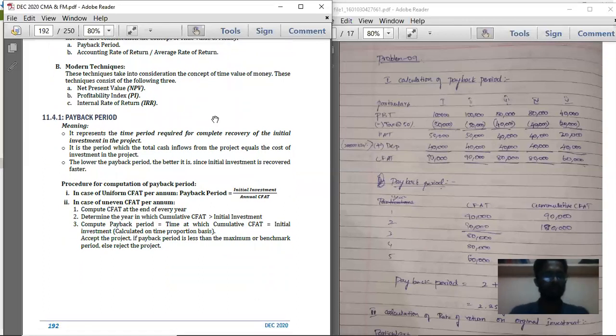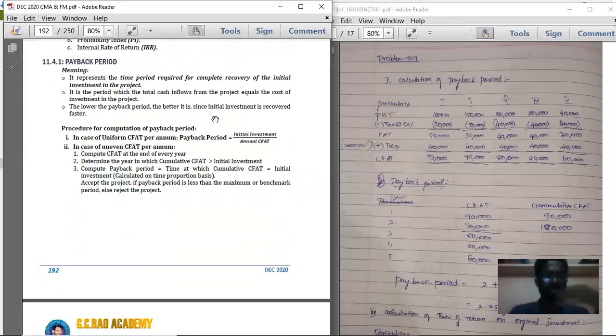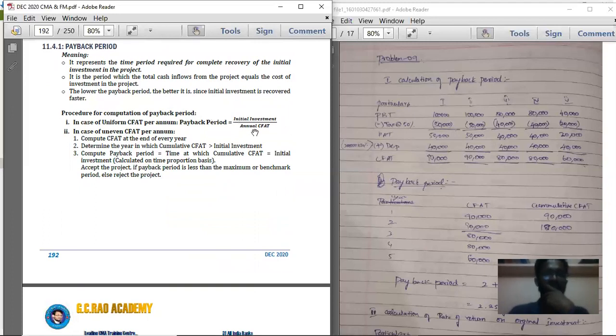So they have spoken about what is payback period. For payback period, there is a formula, that is initial investment divided by annual CFAT. Initial investment is nothing but your capital. So suppose 1 lakh is your capital. Annual CFAT is nothing but the return you are getting every year. Suppose your return is the same every month, you can just put 5,000 into 12.